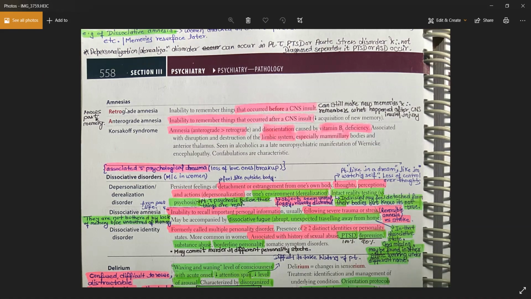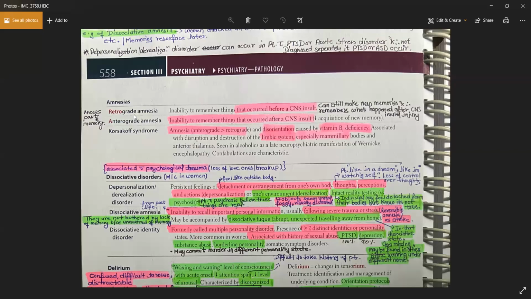The incident can be an emotional trauma, it could be any physical trauma or anything like that. Okay, so after that incident happened, the patient loses all of the memories which are associated with before that incident, and you call it retrograde amnesia. They can still make new memories, okay, but they forget everything about their past.